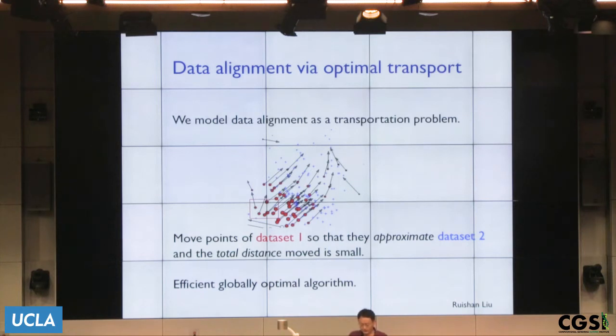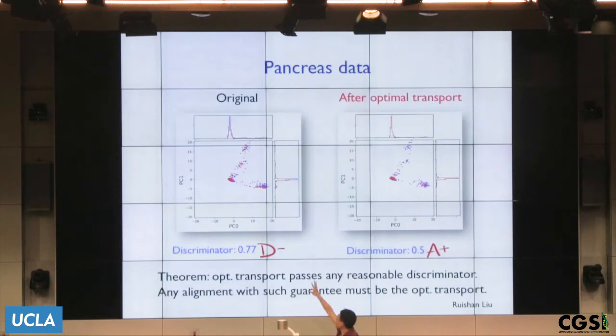So just as a preview, if I go back to this original pancreas data and we actually do the optimal transport, visually this is what happens. Visually, it doesn't look too different from the original data, right? But the point is that here, the discriminator cannot distinguish the batch of origin of an individual cell. And you can ask, okay, maybe that's because we didn't train a very good discriminator.